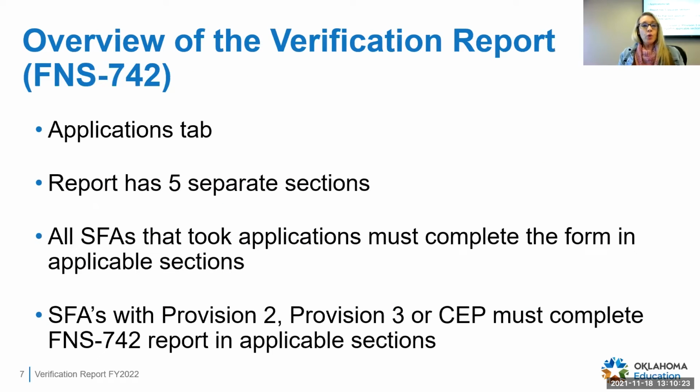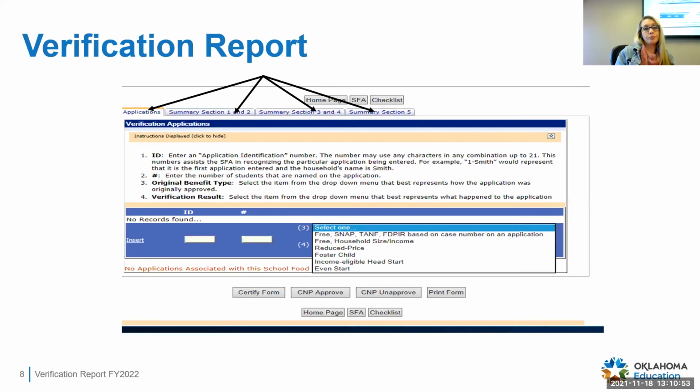Okay, so an overview of verification. So we have the application tabs. We're going to show you some stuff. So application tab, your report, there's 5 separate sections, and all districts that took applications must complete the form in the applicable sections. SFAs with provision 2, 3, CEP must complete the FNS 742 report, again, in all applicable sections. So again, everybody does need to complete this report.